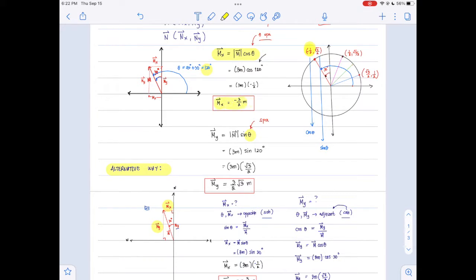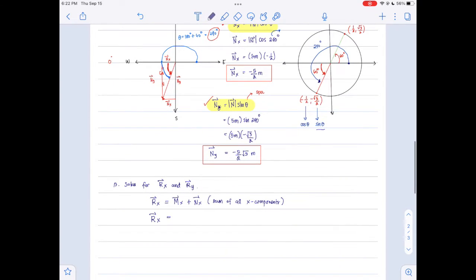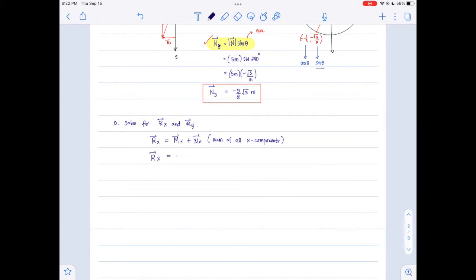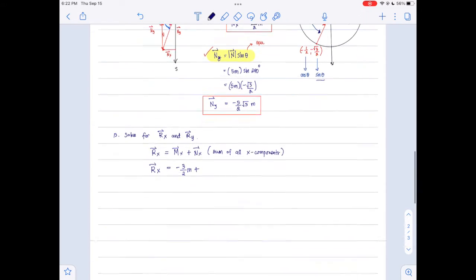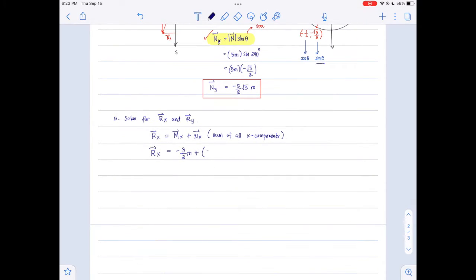mx is negative 3 over 2 meters. And then your nx, we solved that earlier, that's negative 5 over 2 meters.